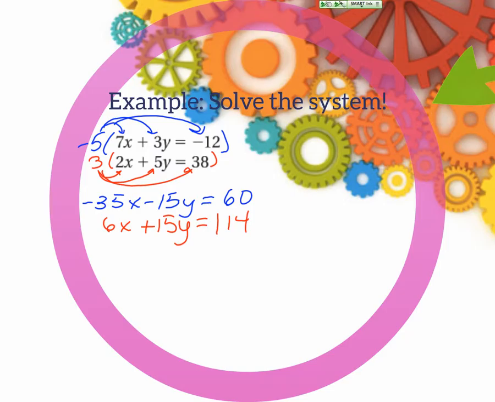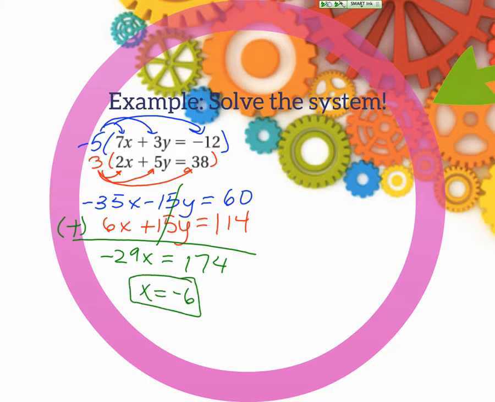We have good so far? So then when we add these up, that cancels out. So then we've got negative 29x equals 174. So then when I divide by negative 29, I end up with x equals negative 6.